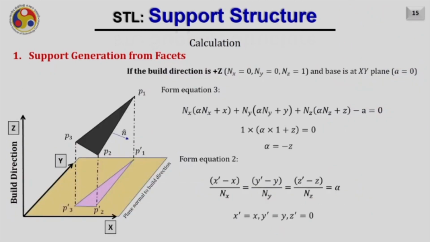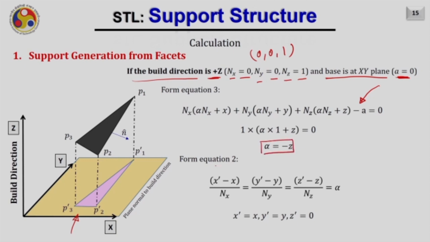Now, let us consider that the build direction is in plus z direction. In that case, nx will be equal to 0, ny equals to 0 and nz will be equal to 1. That means the unit vector in the direction of plus z will be nothing but 0, 0, 1. We know that. And the base on which we are building the part is the xy plane, which is nothing but here. Therefore, your a will also be 0 in the equation of the plane. Now, let us put all these values in the equation which we have derived, equation number 3, and hence your alpha will be equal to minus z.